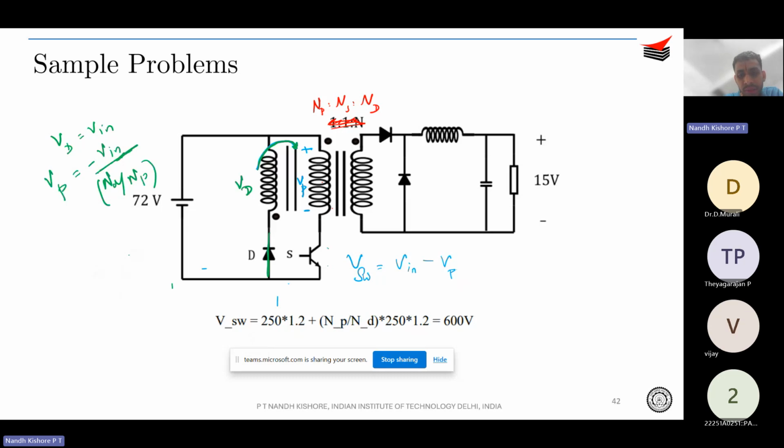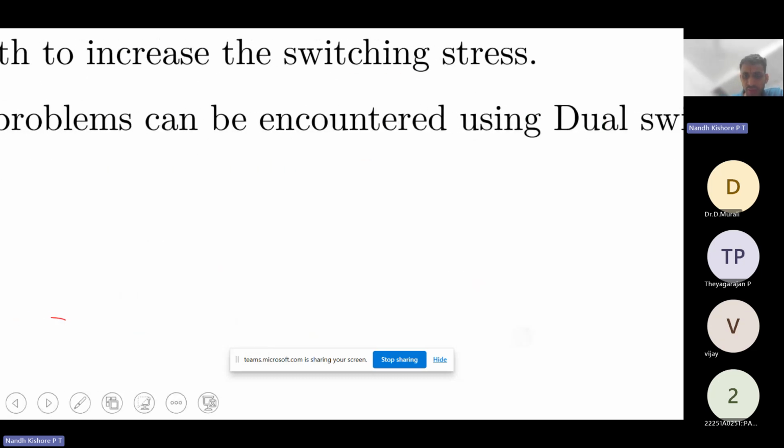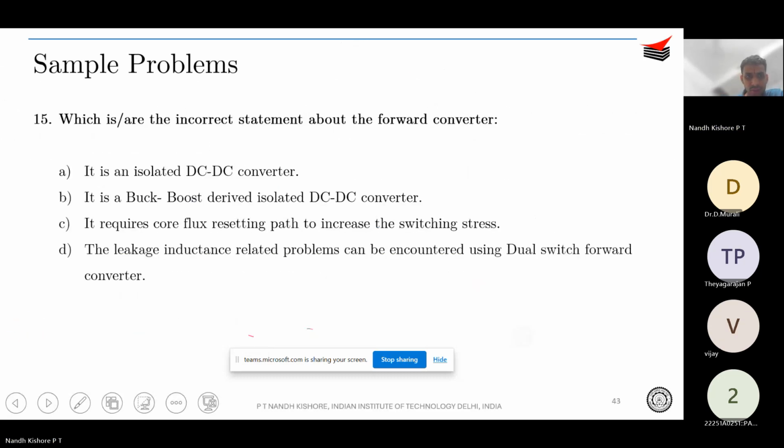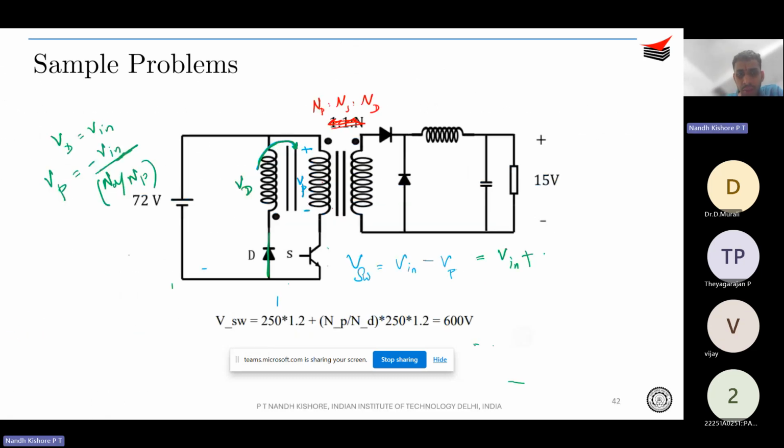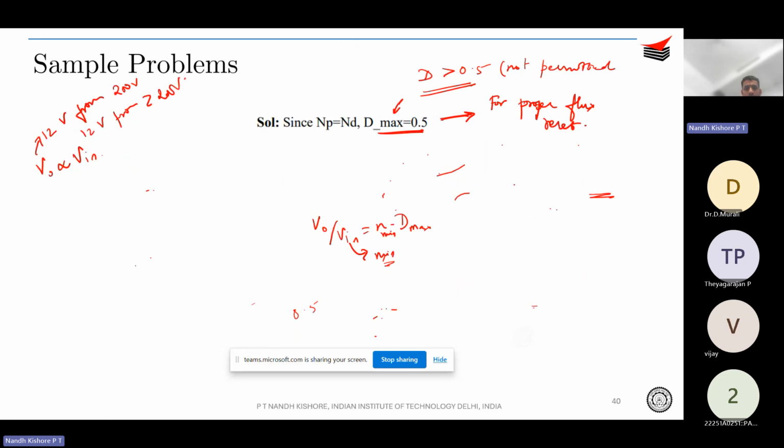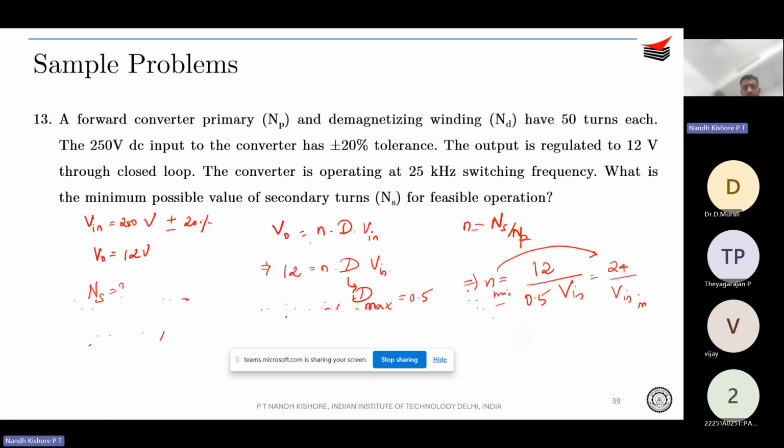So you just substitute it back over here. This is going to be V in plus V in into NP by ND. From this you can find out. So again, it's a straightforward problem. All data is given in the problem itself.